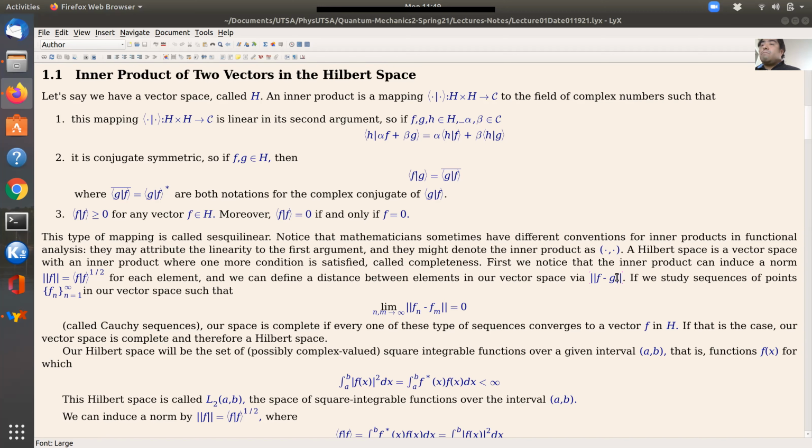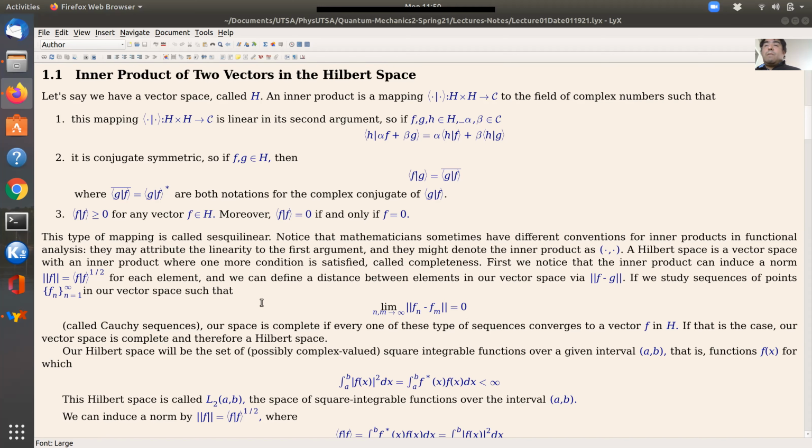Now, let's say that you study sequences of points in this abstract Hilbert space, right? So you have an infinite set of vectors. And you notice that this property holds: the norm of f_n minus f_m goes to 0 in the limit as both n and m go to infinity. A sequence is called a Cauchy sequence if it has this property.